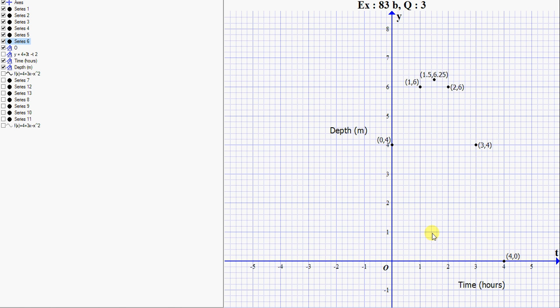Now we have to join these points. We have to draw a smooth line. First we can draw a dotted line. So it will be like this. Over this we'll draw a dark line. Then it will be like this.